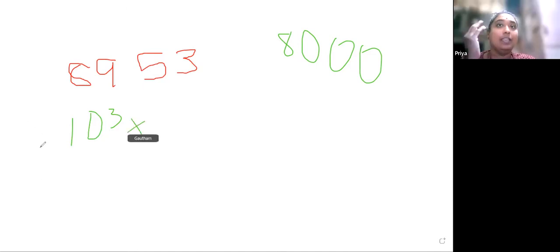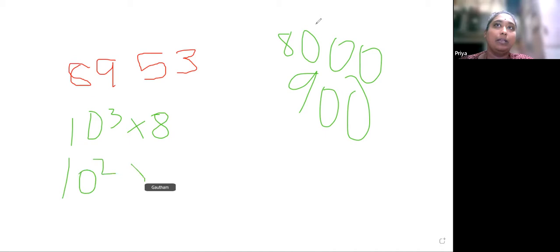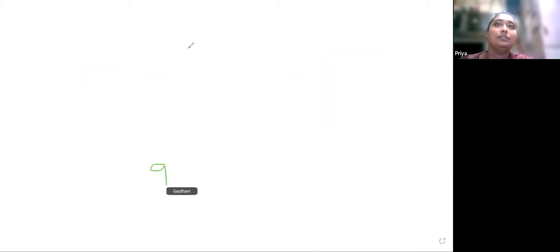Remember, Gautam, the number always comes first, the exponent form comes second. So put the 8 in the front. 8 into 10 cubed. Wait, put the 8 in the front. Yeah. All right, I know this. This is 10 cubed. No, wait. I'm clearing it for a minute. Listen. Oh, I cleared mine too.